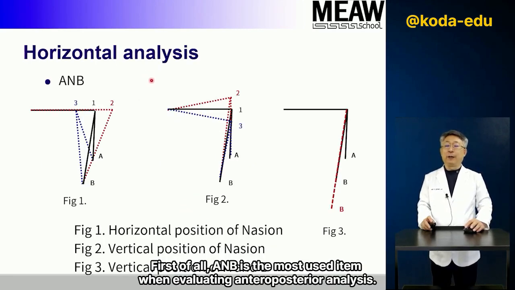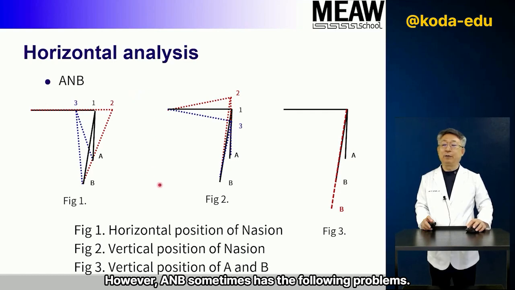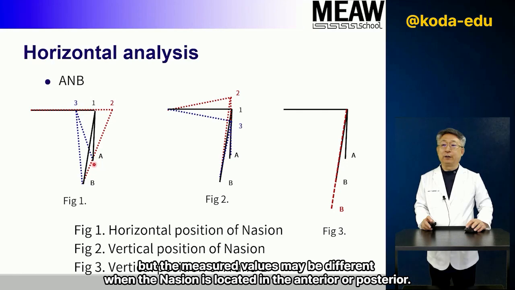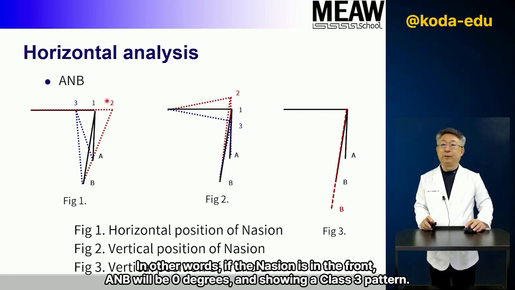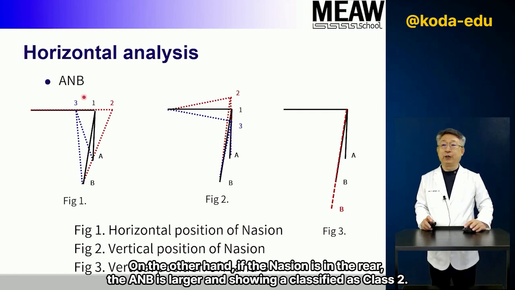First of all, A and B is the most used item when evaluating anteroposterior analysis. However, A and B sometimes has the following problems. In Figure 1, the skeletal anteroposterior state is the same, but the measured values may be different when the nasion is located in the anterior or posterior. In other words, if the nasion is in the front, A and B will be 0 degrees and showing a class 3 pattern. On the other hand, if the nasion is in the rear, the A and B is larger and classified as class 2.